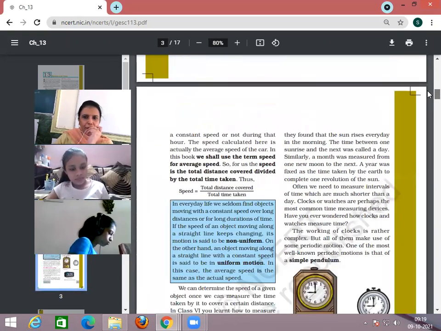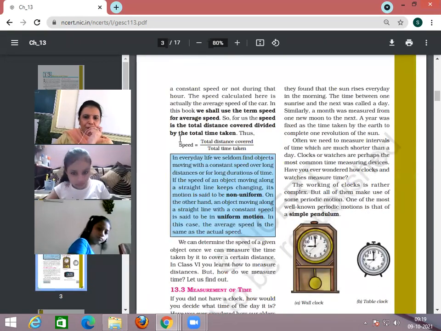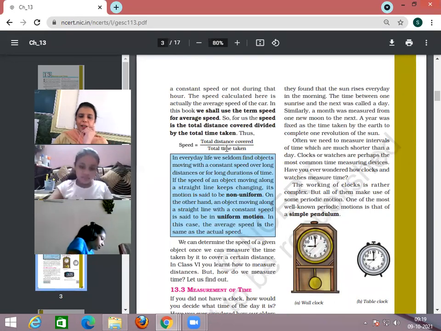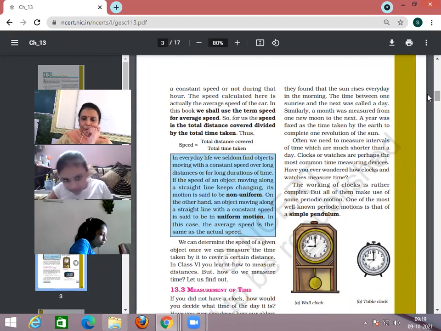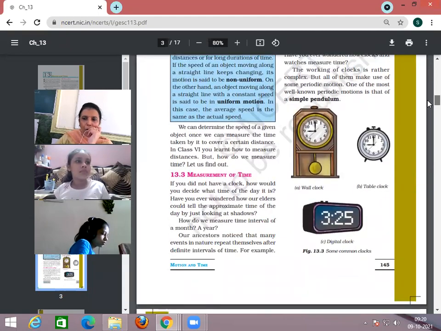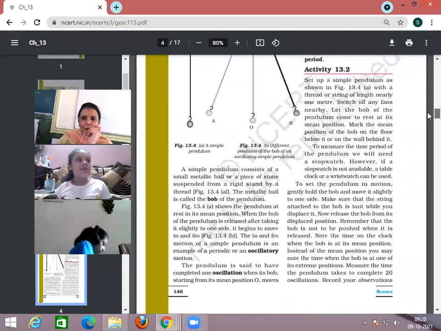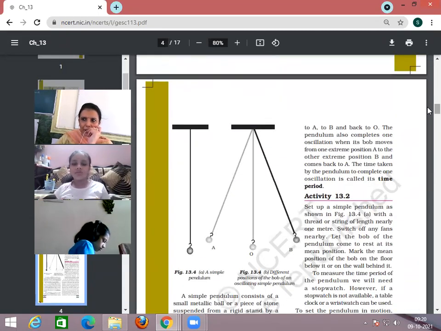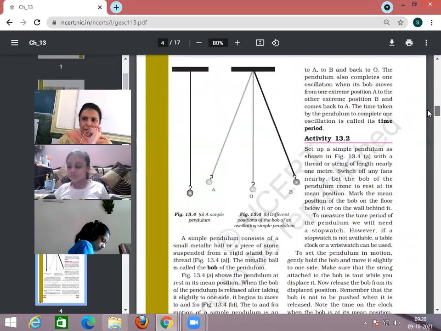And after that we got a formula for measuring the average speed. Average speed can be calculated by taking total distance covered upon total time taken. After that we studied how our ancestors used to measure time, how they calculated a day, year, or a month.